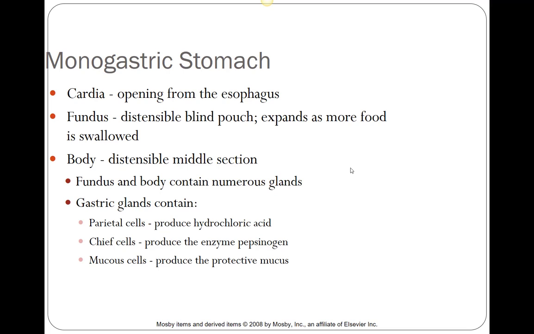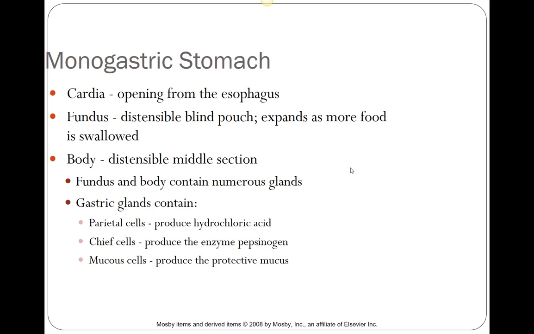So the cardia is that opening from the esophagus. Fundus is a distendable blind pouch that expands as food is swallowed. The body can also distend somewhat in the middle. Both the fundus and the body contain numerous glands, including the parietal glands, and these parietal glands make hydrochloric acid. The chief cells actually make an enzyme called pepsinogen. Pepsinogen turns into pepsin, which actually starts to break down amino acids and proteins.